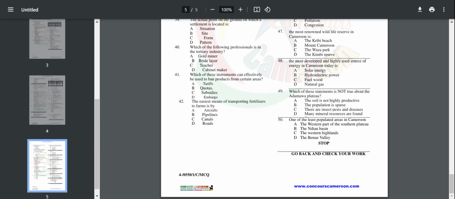Question 50. One of the least populated areas in Cameroon. The answer is D, the Benue Valley.